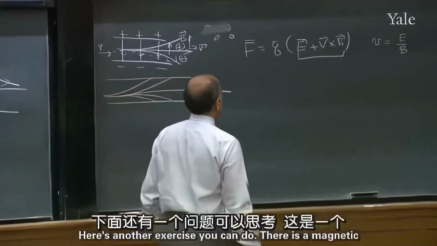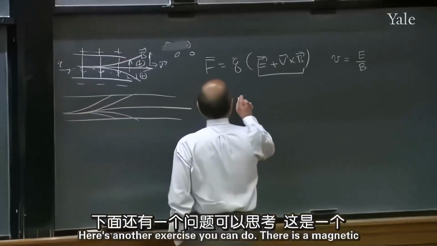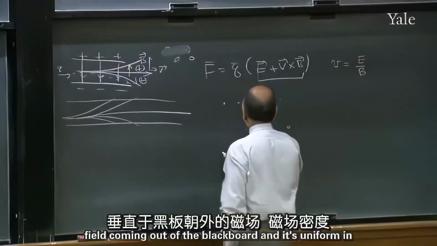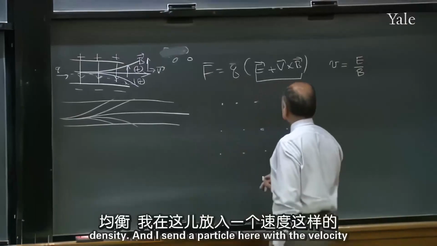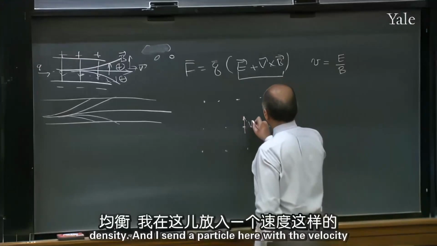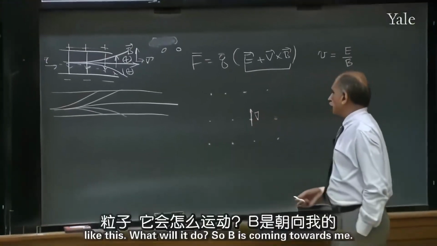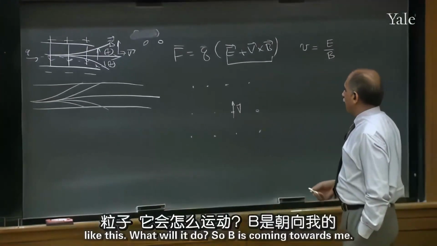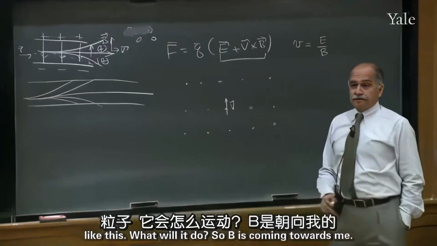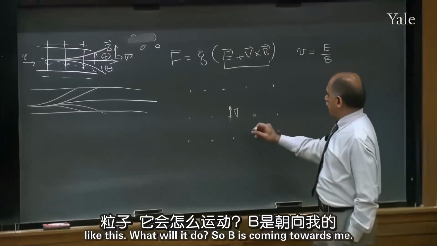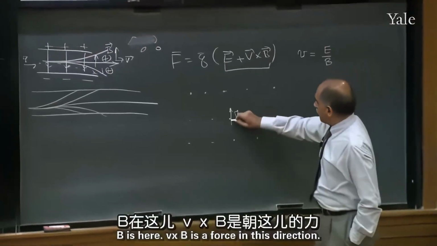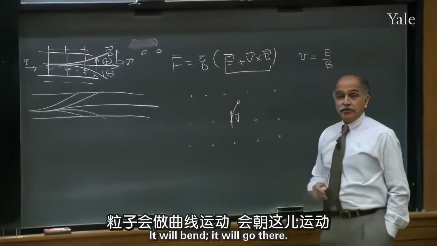Okay, here's another exercise you can do. There is a magnetic field coming out of the blackboard, and it's uniform in density. And I send a particle here with the velocity like this. What will it do? So B, let's see, B is coming towards me. B is here, V cross B is a force in this direction. It'll bend, it'll go there.